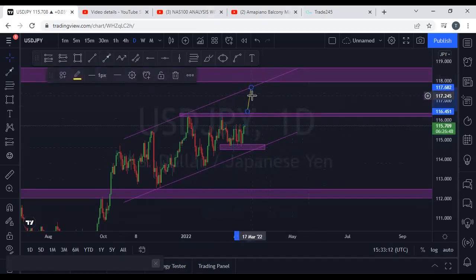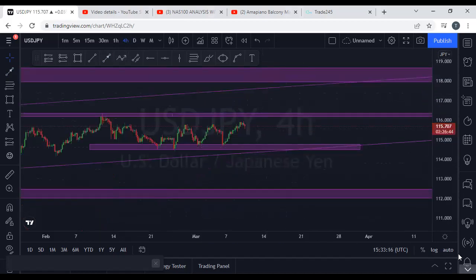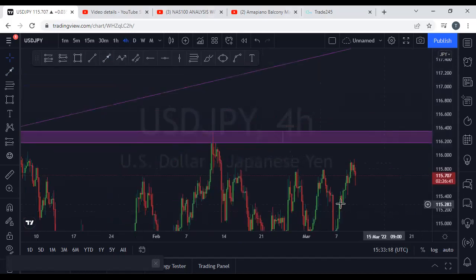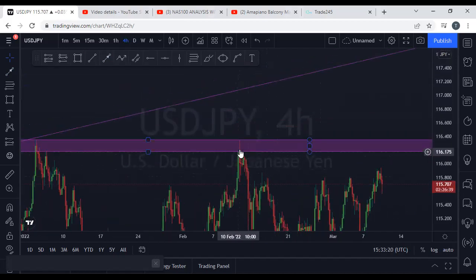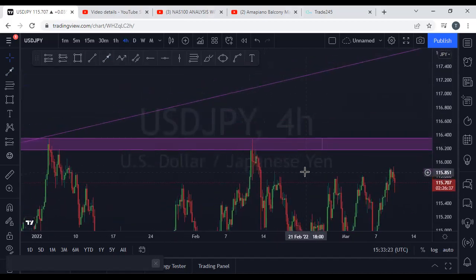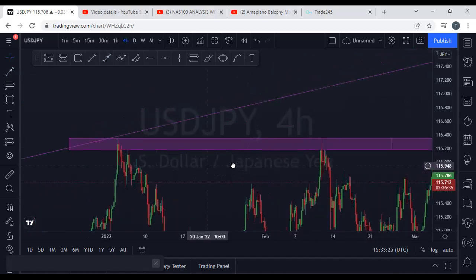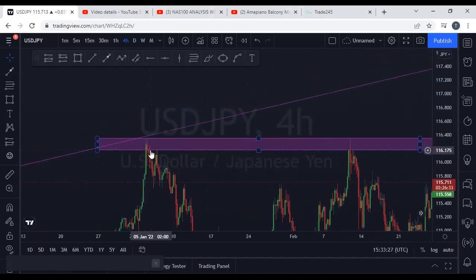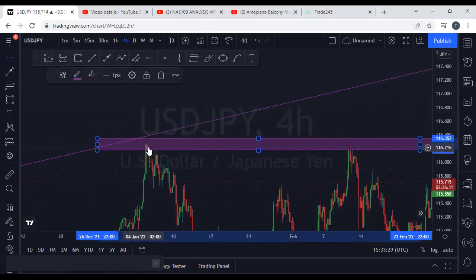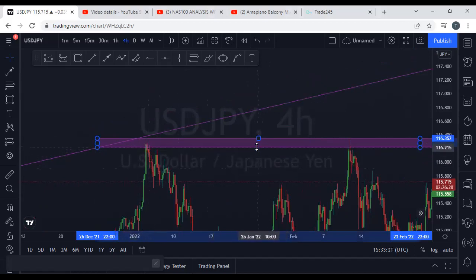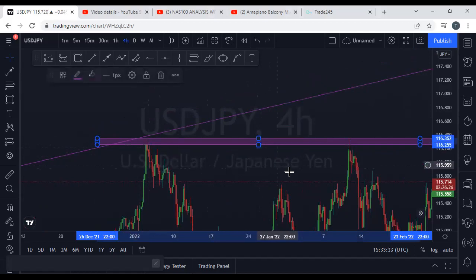We should switch to a smaller time frame to adjust our zones. On a 4-hour time frame, we can adjust this one. Okay, it is perfectly aligned here. We must make sure that a zone is not inside the body of our candlesticks. Here the bodies are inside a zone, so we should adjust it a little bit like this one.